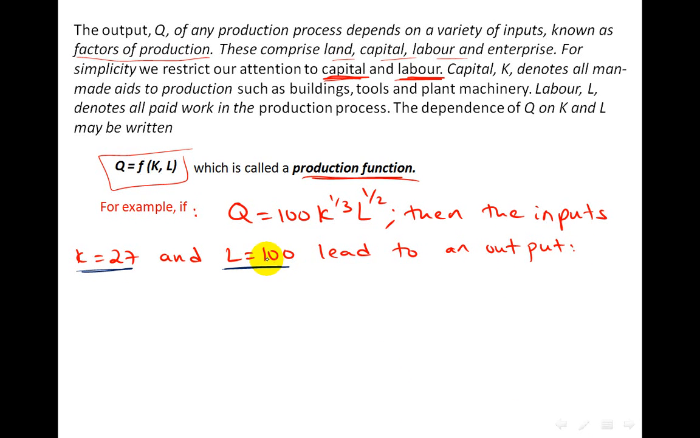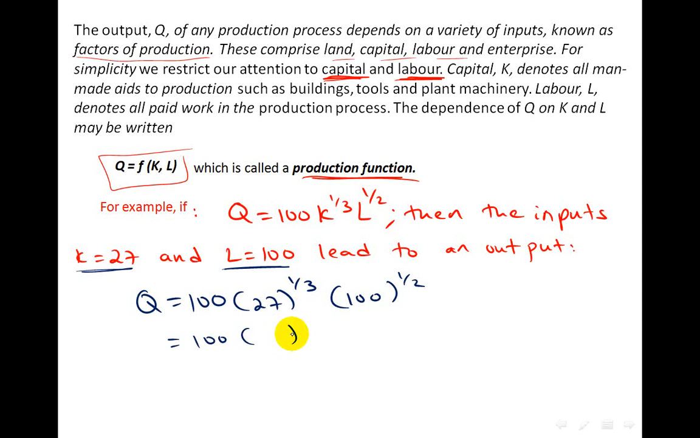So I'll plug in this K and L in the function. Q equals 100 K to the power of 1/3 L to the power of half, where K is 27 and L is 100. What's 27 to the power of 1/3? It will be, of course, 3. And 100 to the power of half is 10. This means cube root, by the way, and this is a square root.